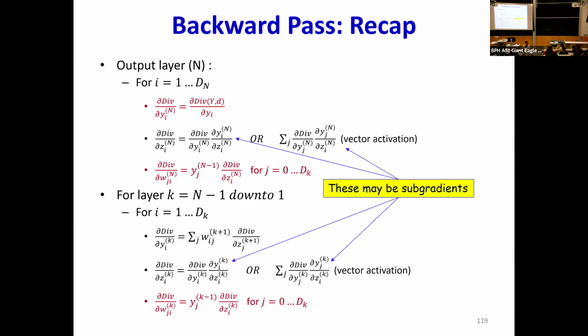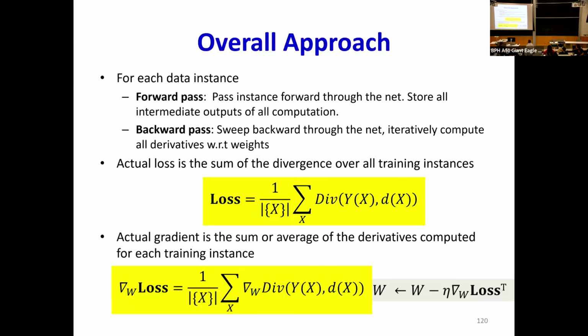And again, the idea is to think of it as a function that's changing instantaneously from one value to the other, right? Now, the overall approach for each data instance: pass the instance forward through the network, store all intermediate outputs, then sweep back through the network, iteratively computing all derivatives with respect to weights.